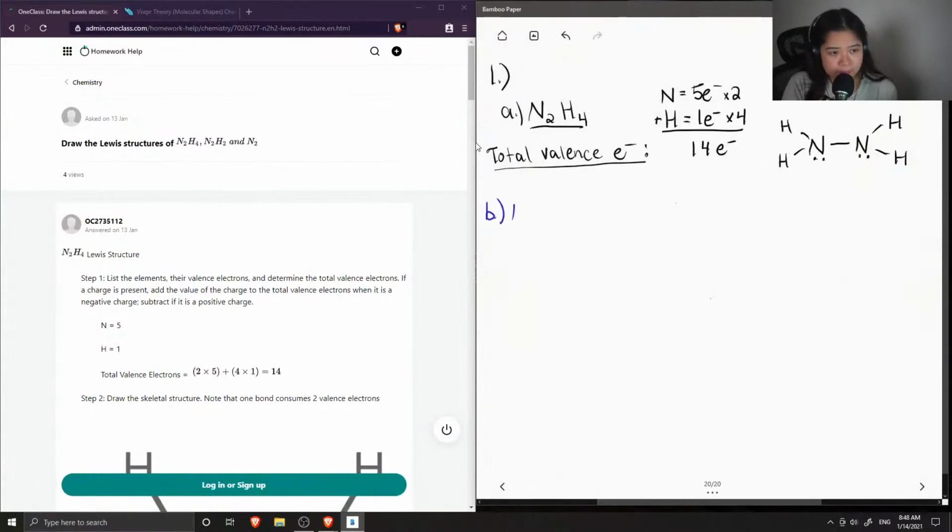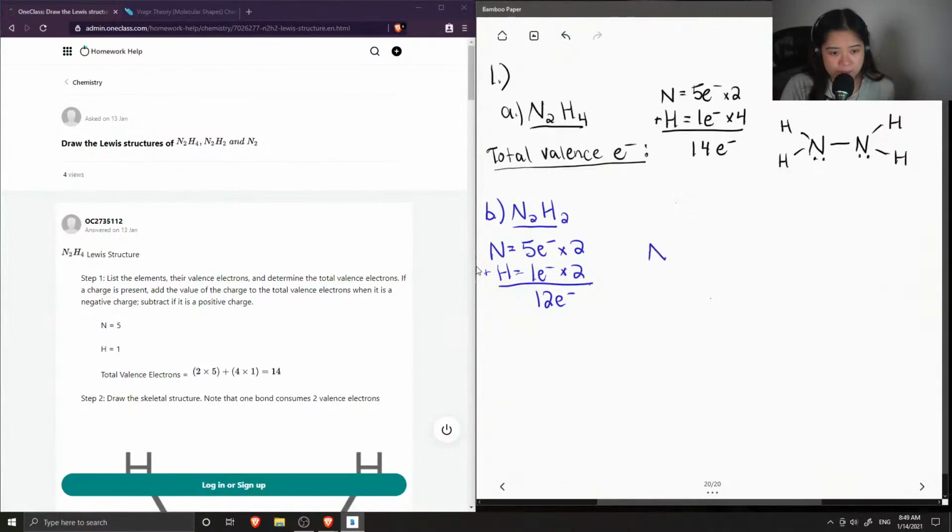Part B is N2H2, so there's 2 less hydrogens this time. And now let's calculate the total valence electrons for this molecule. Nitrogen is 5 electrons times 2, and this time hydrogen is 1 electron times 2. Okay, so then we get a total of 12 electrons for this structure.